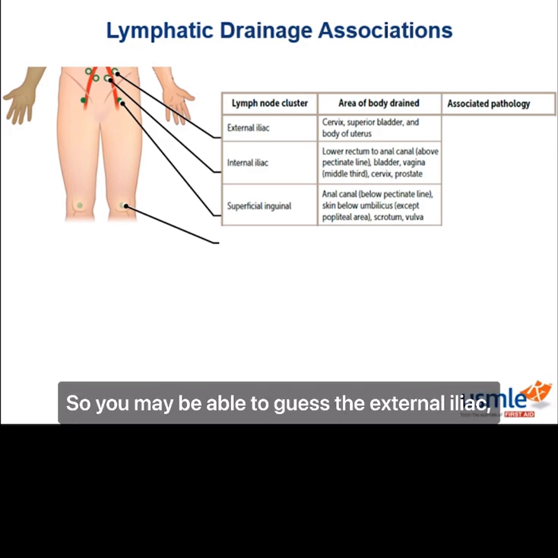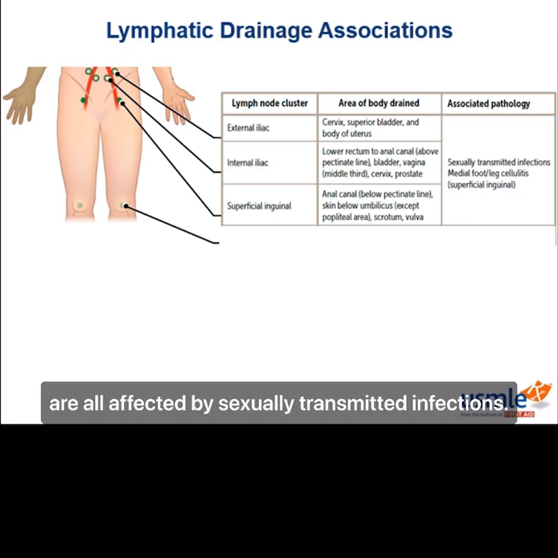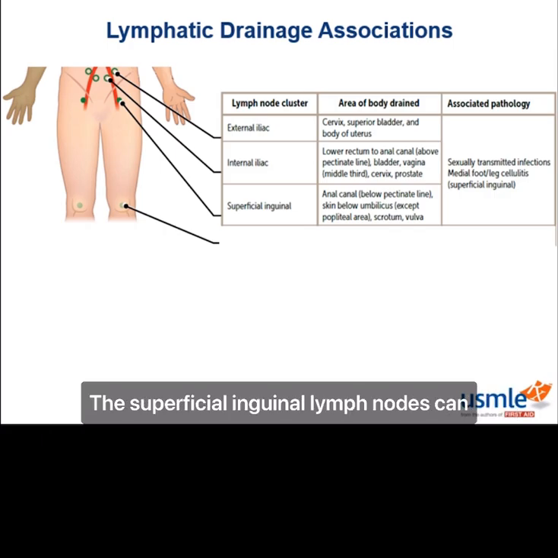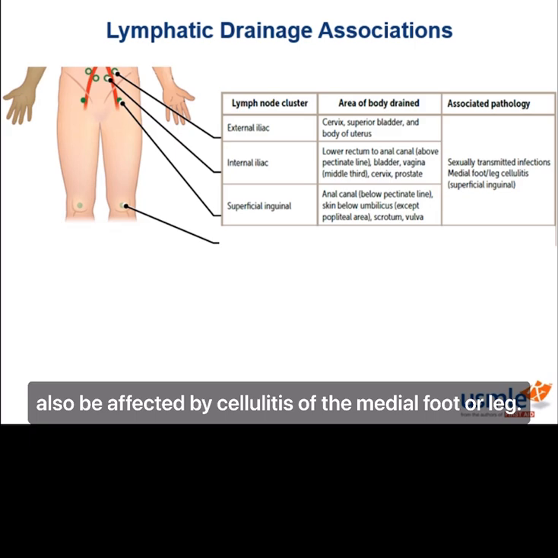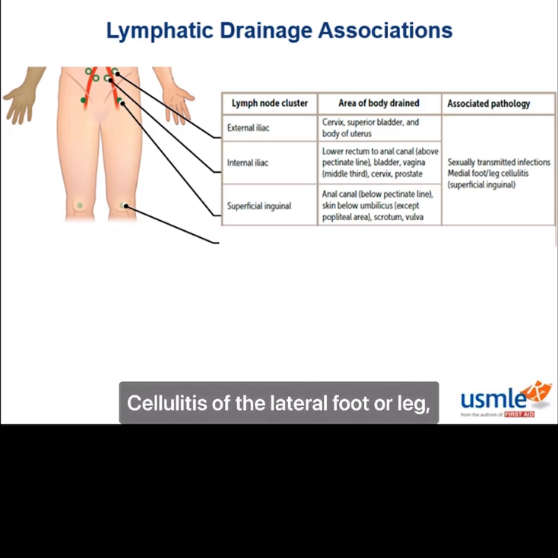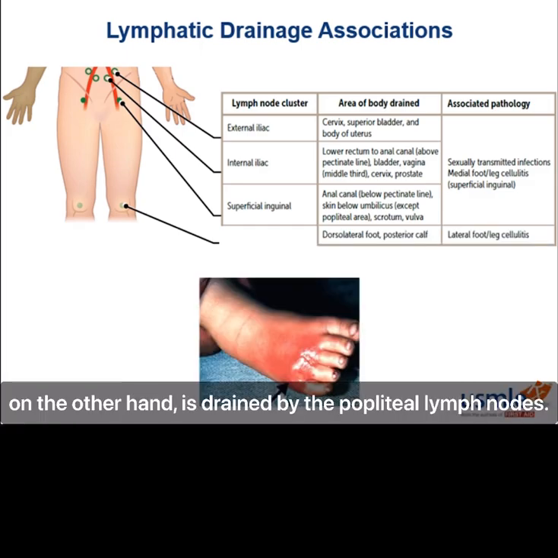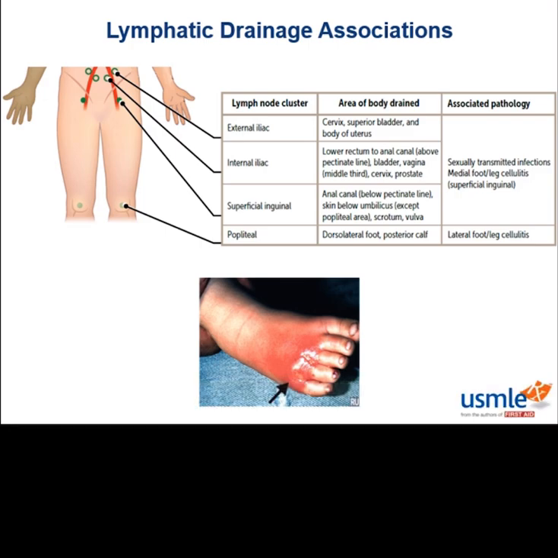As you may be able to guess, the external iliac, internal iliac, and superficial inguinal lymph nodes are all affected by sexually transmitted infections. The superficial inguinal lymph nodes can also be affected by cellulitis of the medial foot or leg. Cellulitis of the lateral foot or leg, on the other hand, is drained by the popliteal lymph nodes.